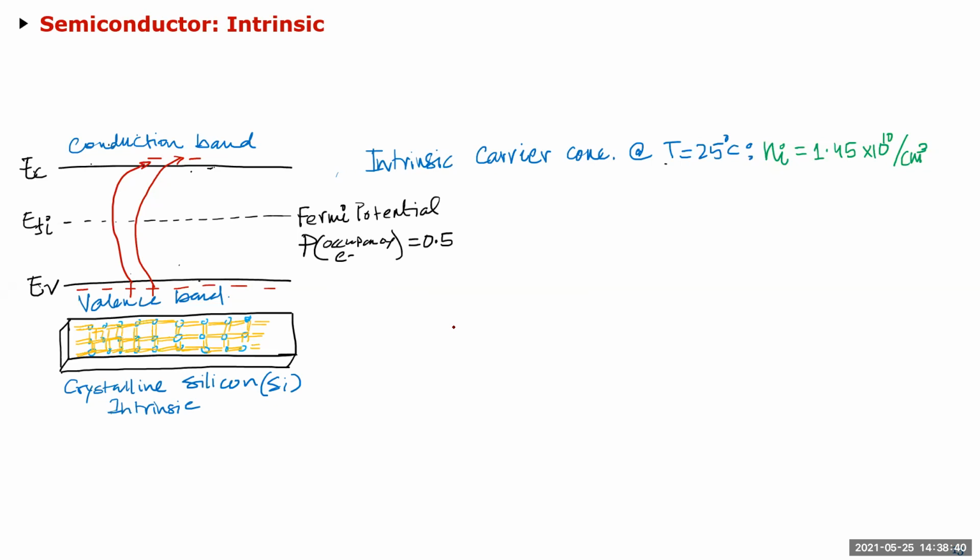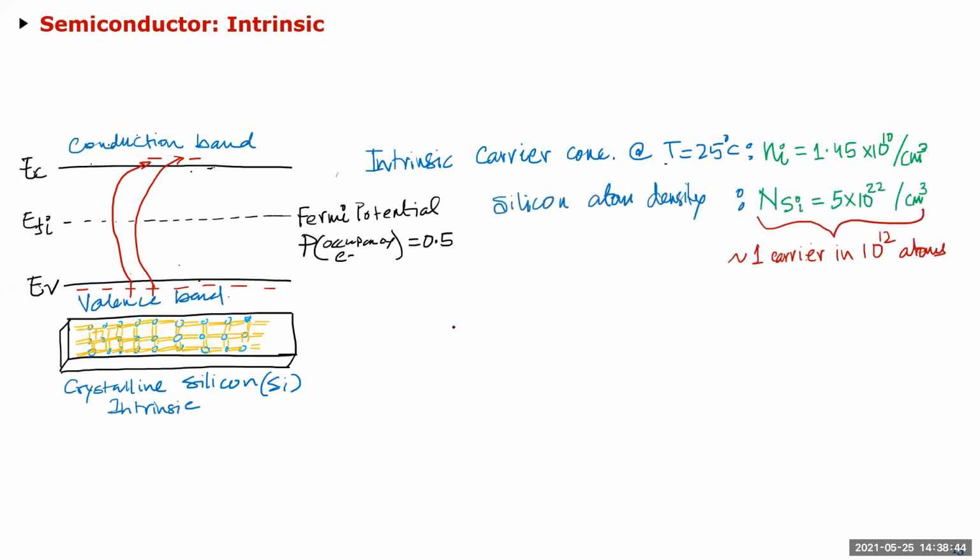But if it is looking large for you, just to give you an idea, the density of atoms in silicon is about 5 times 10 to the power 22 per centimeter cube. So you're talking about one carrier in 10 to the power 12 atoms. So an intrinsic or crystalline semiconductor is very resistive. Basically, it's hardly conductive at room temperature. Although the number of carriers looks huge per centimeter cube, if you look at it in a relative sense, it's pretty small.